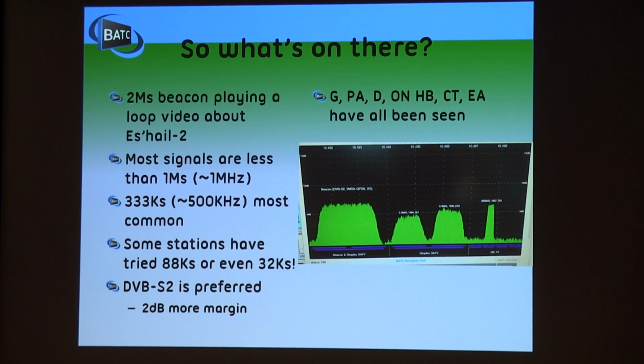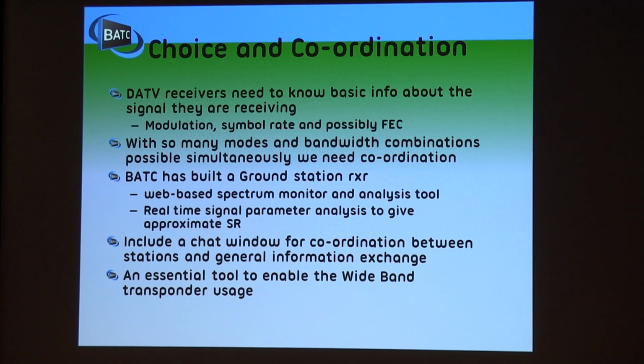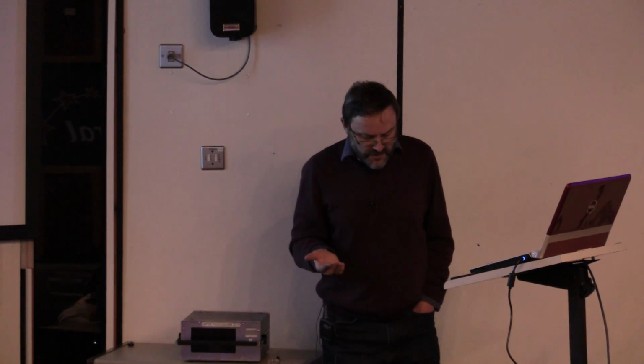So with all of these combinations, when we were approached by AMSAT-DL, we thought this is going to be difficult. Without some form of coordination of being able to see what's on, even those who have got the receivers and know about this stuff would have difficulty knowing what's on the satellite at any one time, because you can't tell by looking at a signal exactly what it is and how to decode it.